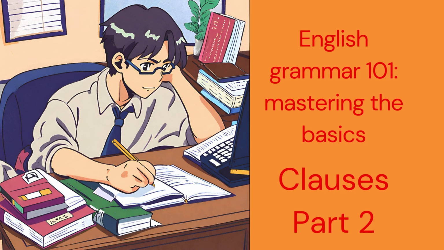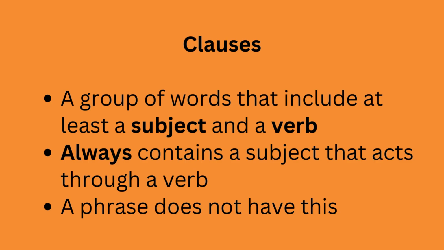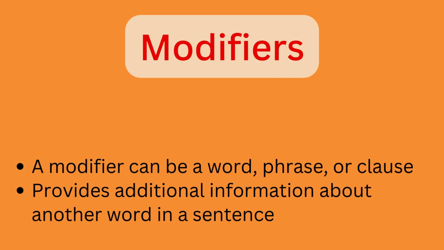In part two of our short series on clauses in English grammar, we today will look at complex and compound sentences. Just to remind viewers that a clause is a group of words that include at least a subject and a verb, and it always contains a subject that acts through a verb. A phrase does not have this, although we will also use phrases in today's video.